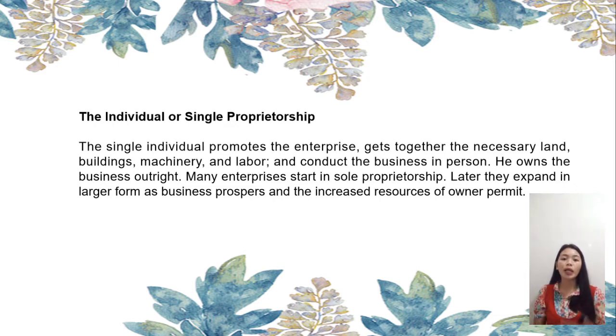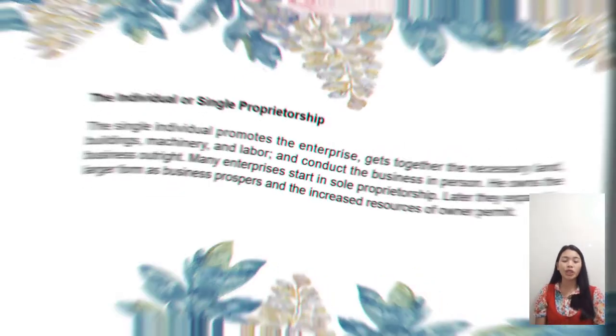Many enterprises start as a sole proprietorship. Later, they expand into a larger form as the business prospers and the increased resources of the owner permit. We can say sole proprietorship when only one person owns the business. It is simple, requires little capital, and can be quickly established by a single man. The sole proprietorship or individual entrepreneurship is the best-known and oldest form of ownership.